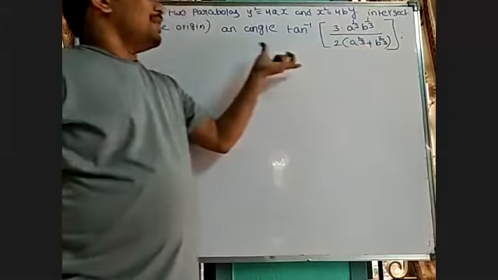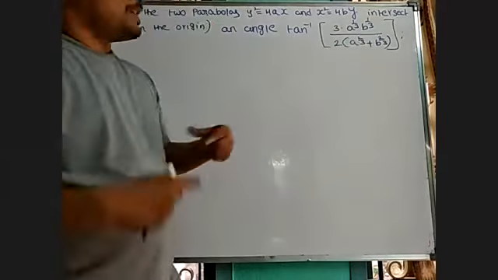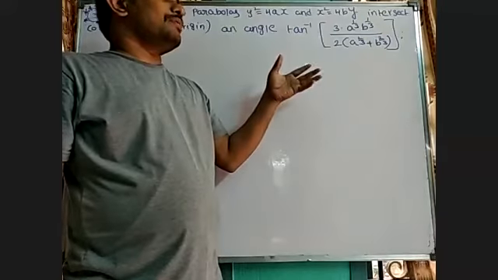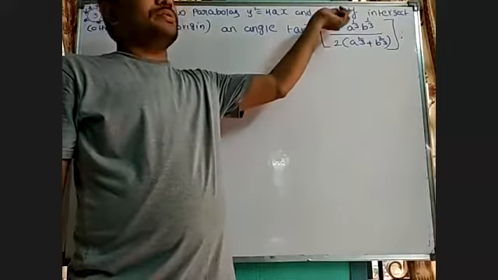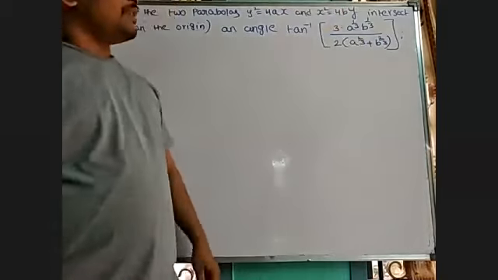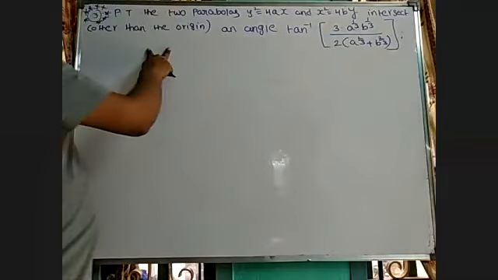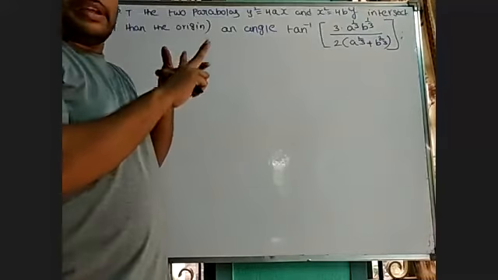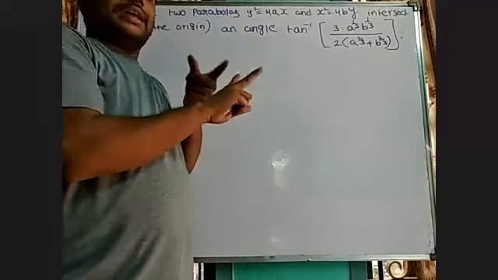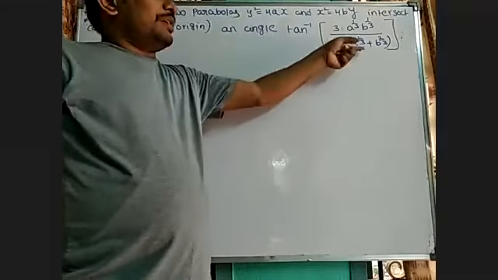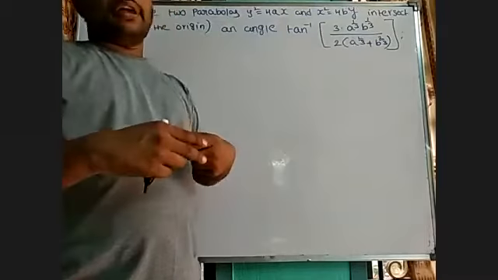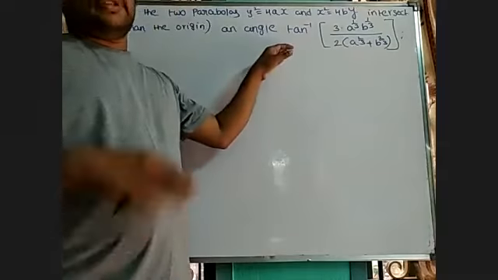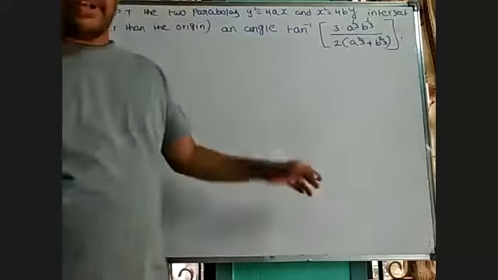Why? If you see that in objective, how they will ask means y square is equal to 4x, suppose they will give y square is equal to 8x, they will give x square is equal to 16y. Then they will give two parabolas and ask the angle between the parabolas intersecting other than the origin. At that time we can use this formula directly and solve it. Okay, that's why this question is very important, and this we can use in objective also. Understood?